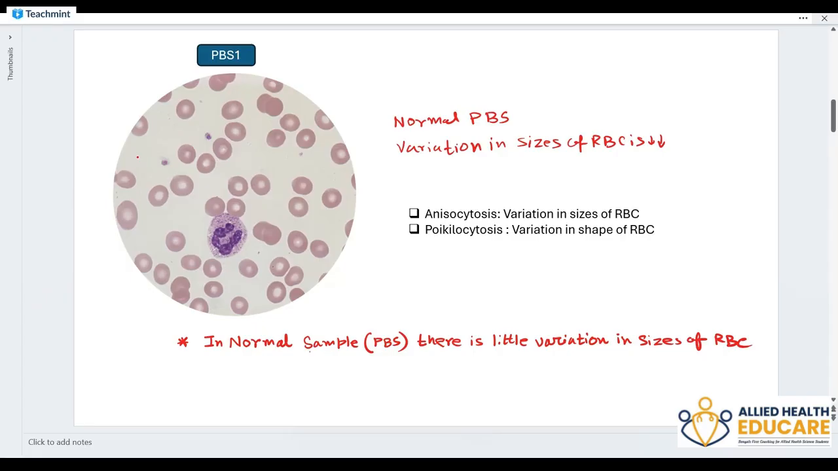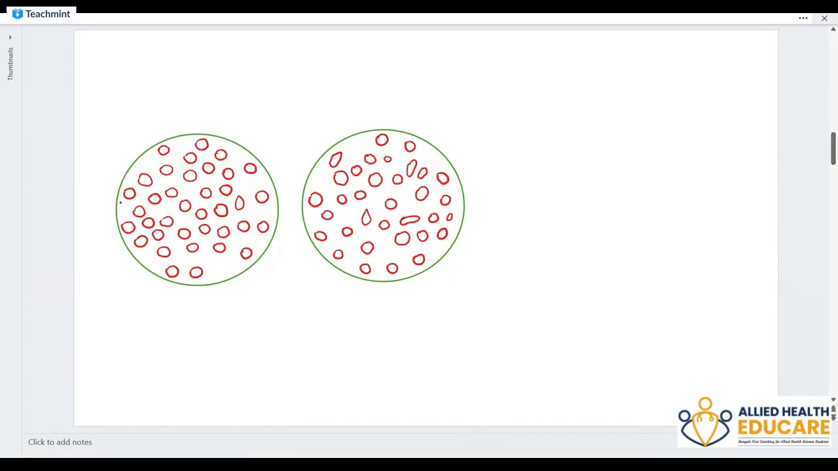Now move to the second slide. What I said earlier: there is a little variation. This is case number 1, and this is case number 2. Here you can see that in case number 1, there is a little variation of RBC. This is RBC. These all are RBCs, the rounded shapes. There is a little variation, which may be very, very little. But in case 2, you may see that the variation is much larger.